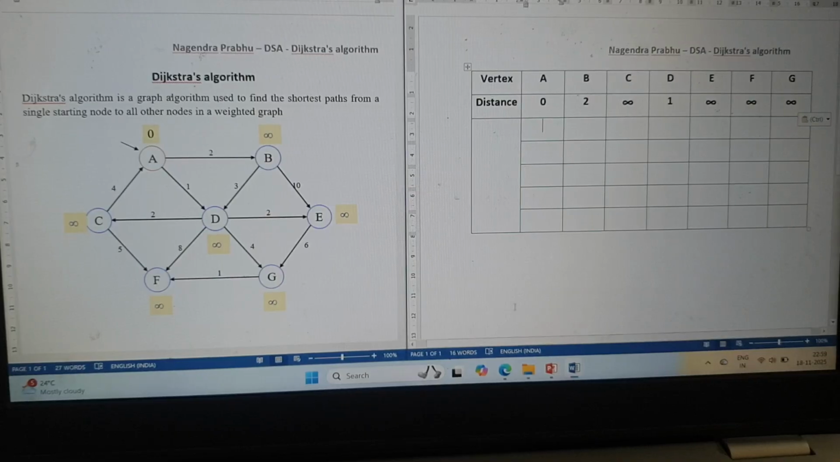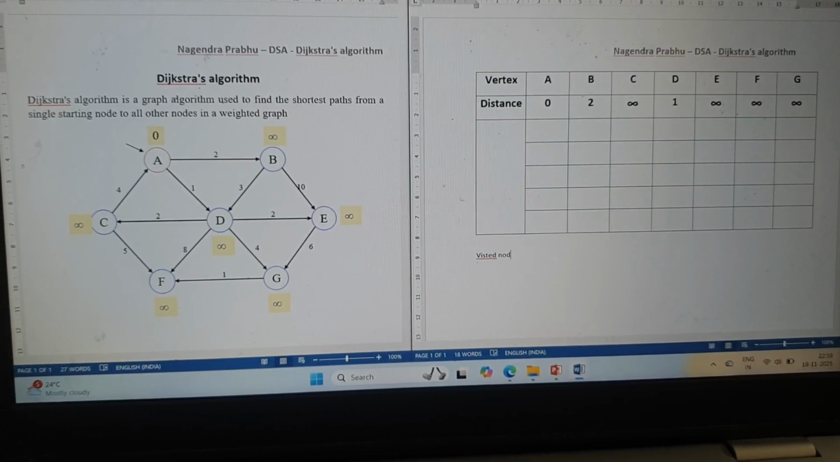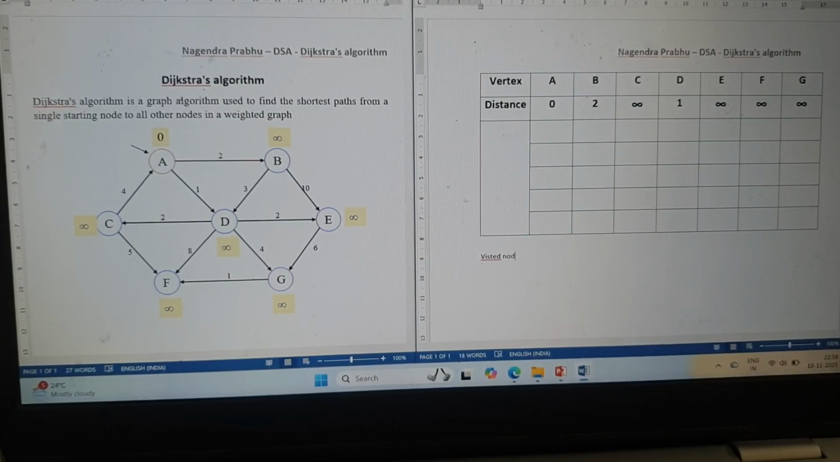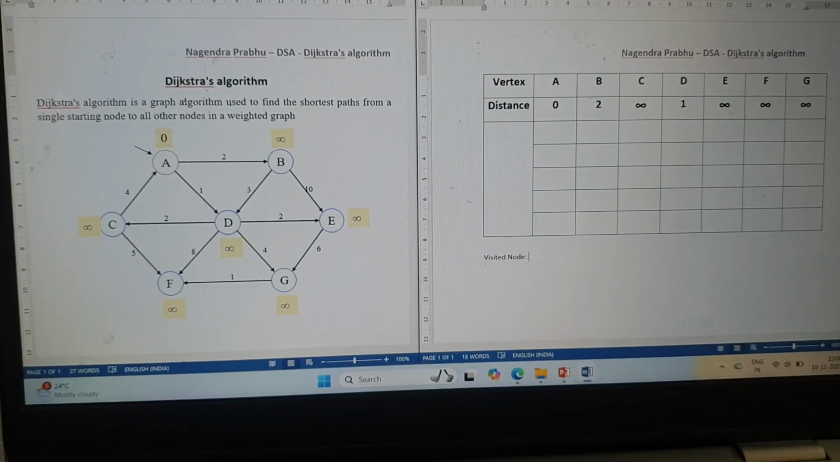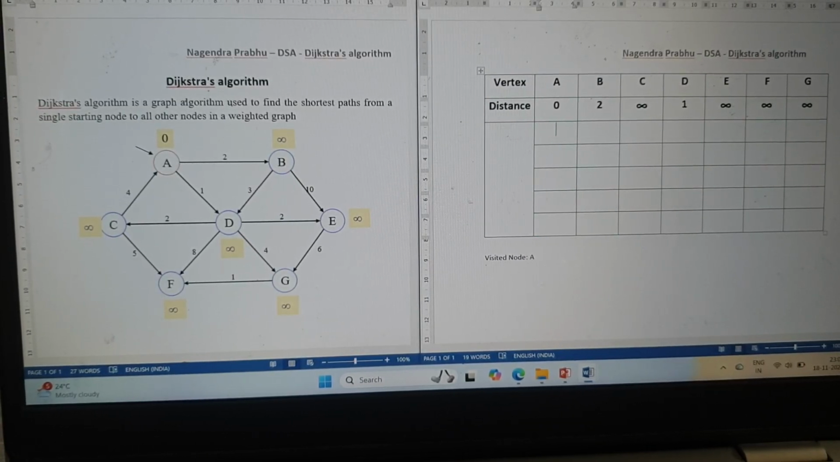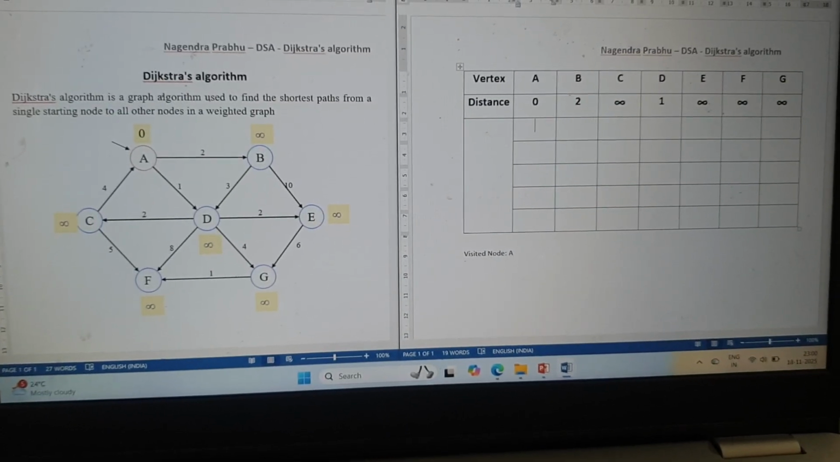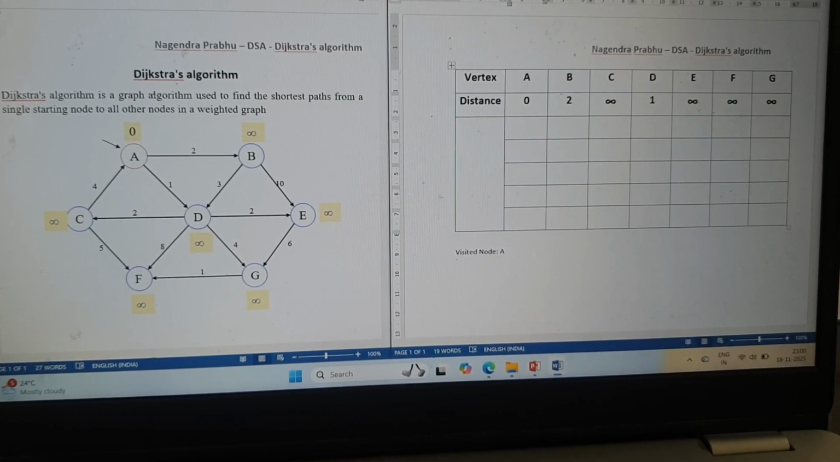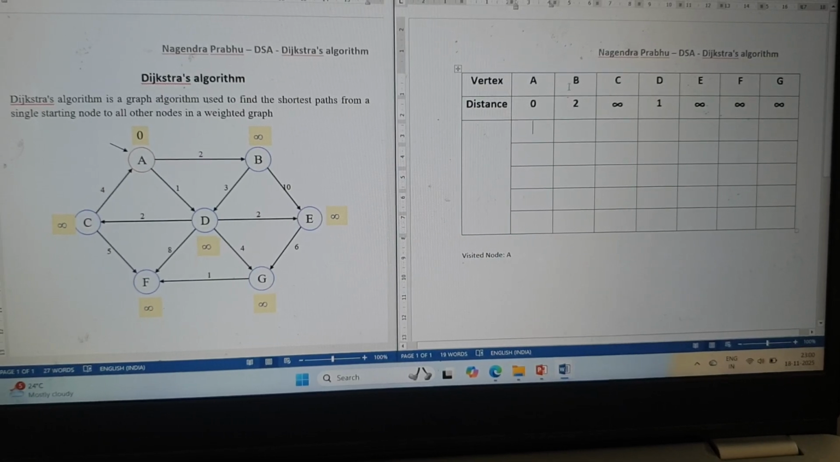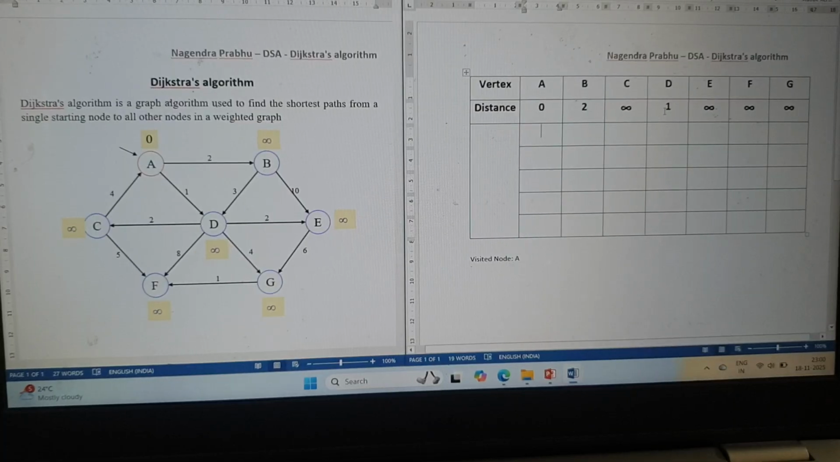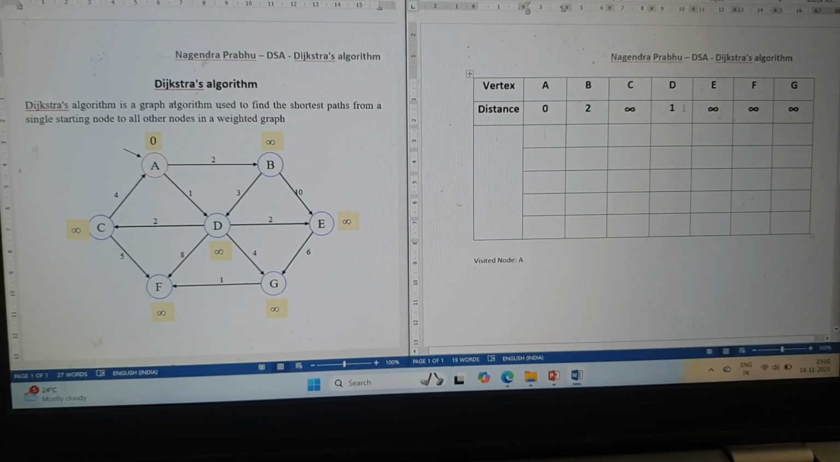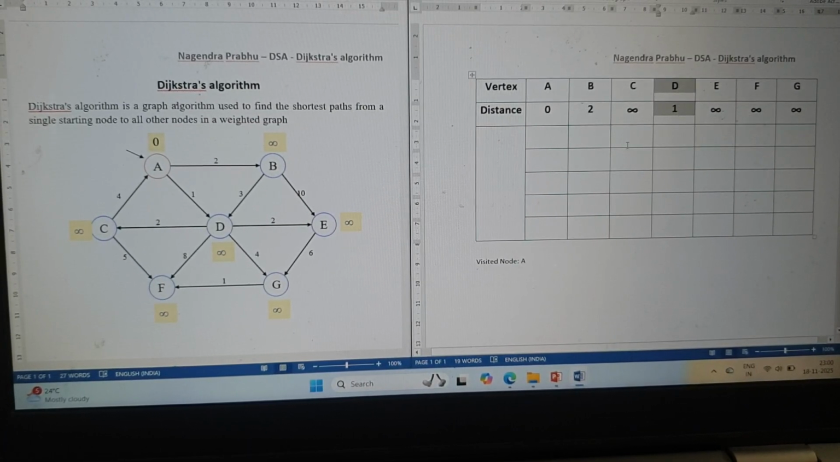Okay, now we have written the vertex and distance. Now we have visited A. Here you just write visited node. Visited node is A. Now we have to cover the remaining nodes. Just leave A. From B to G, find the minimum node. Among these: infinity, 1, infinity, infinity, infinity, which one is minimum? 1 is minimum. So now we are going to start from D.